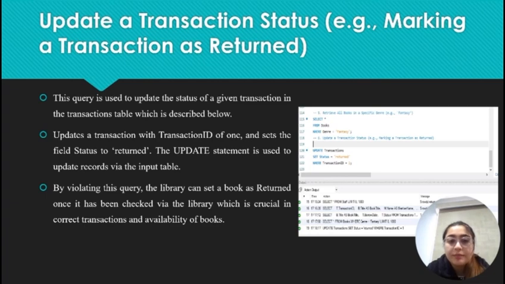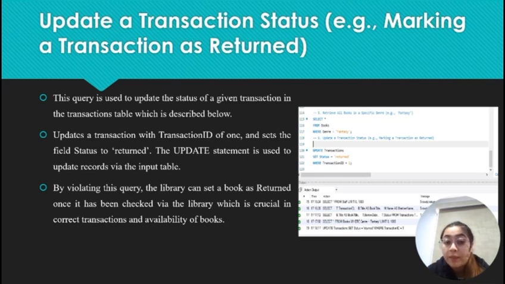Moving further, this slide explains how to use an SQL query to update the status of a transaction, like which book has been returned or which book hasn't been returned yet, or has been given to someone. This query updates a specific transaction identified by its transaction ID in the transaction table, as shown.